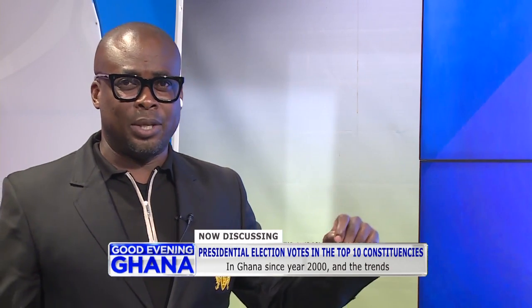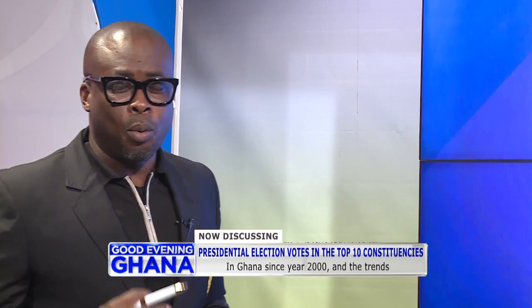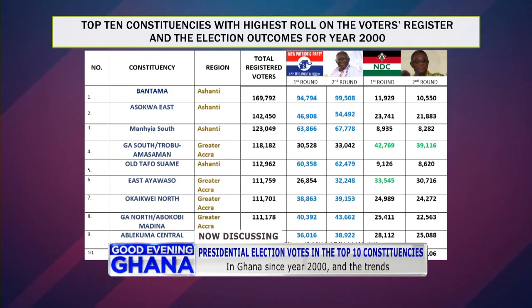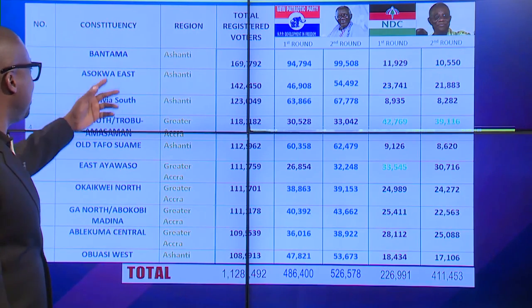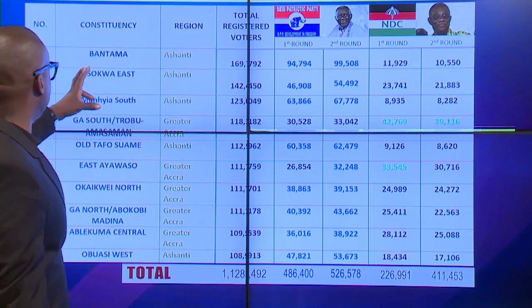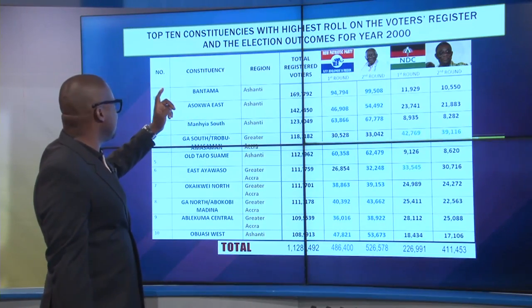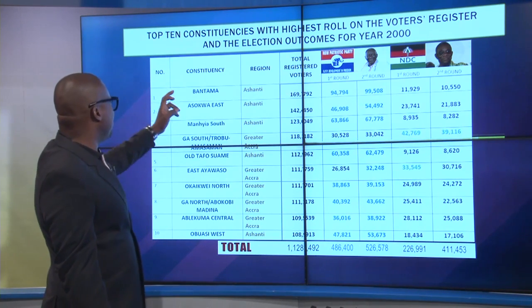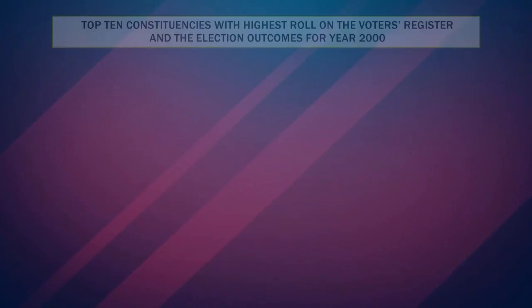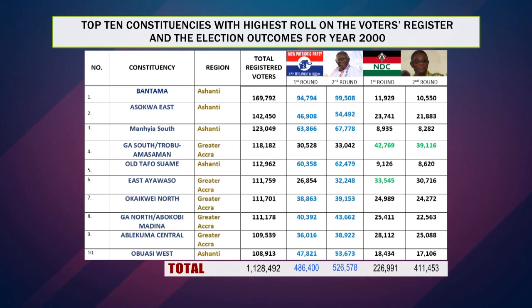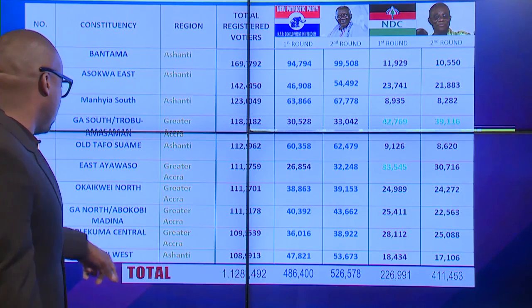Without much ado, let's start from the year 2000, go straight to the touchscreen and check out what happened in the year 2000, the top 10. First of all, let me introduce to you, for the year 2000, what were the top 10 constituencies? So here is your touchscreen, and you can see all the constituencies here. So for the election 2000, the top 10 constituencies were Bantama in the Ashanti region, Asokwa East in the Ashanti region, Manhyia South in the Ashanti region, Ga South, Trobu Amasaman in the Greater Accra region, Old Tafo Suame in the Ashanti region, East Ayawaso in the Greater Accra region, Okaikwei North in the Greater Accra region, Ga North, Abokobi Madina, Greater Accra region, Ablekuma Central, Greater Accra region, Obuasi West was Ashanti region.